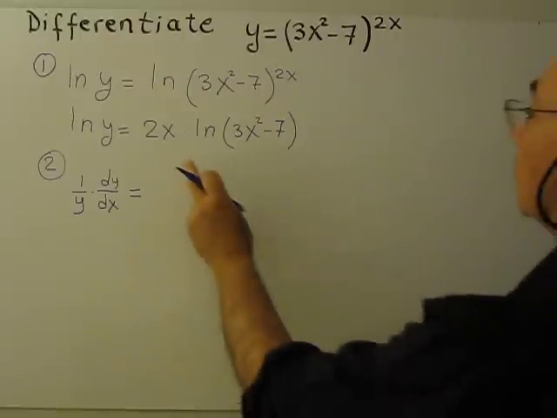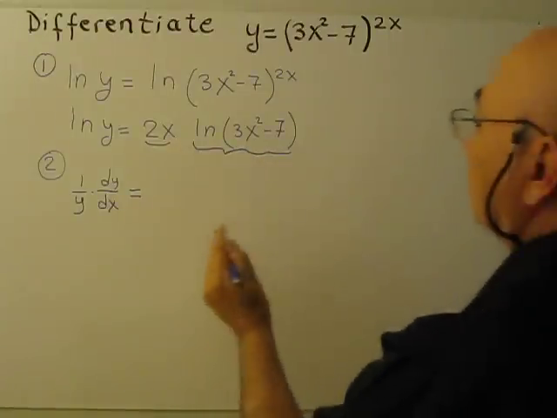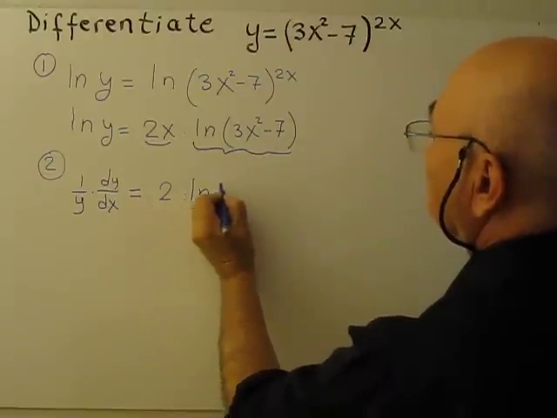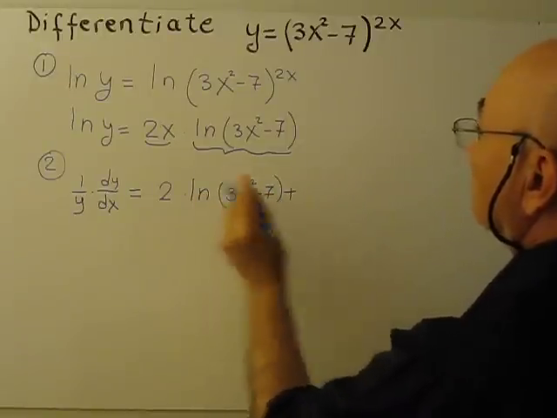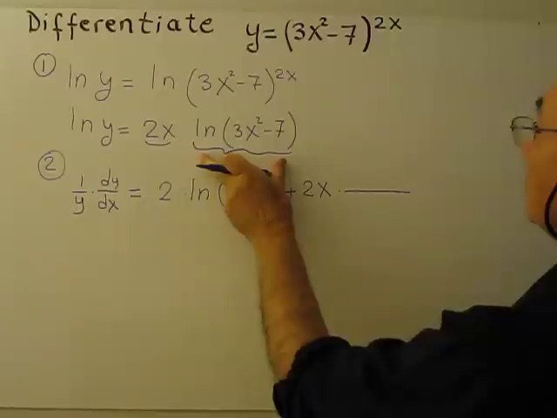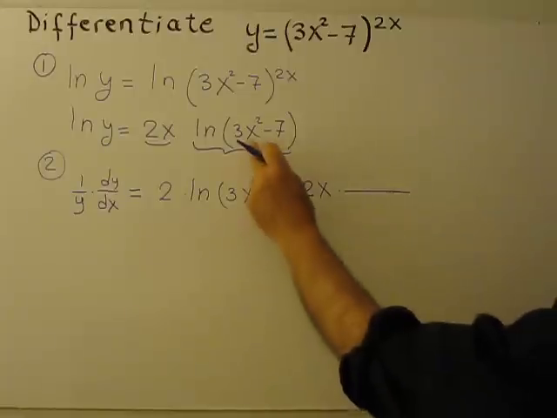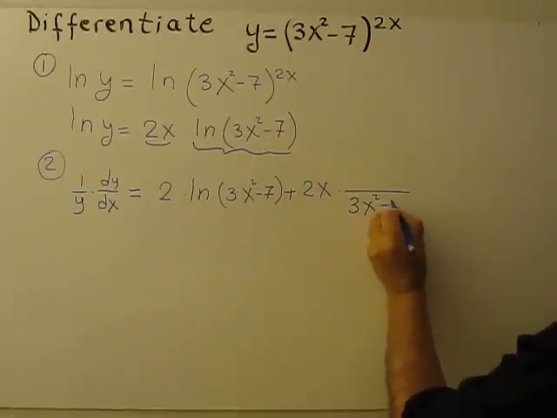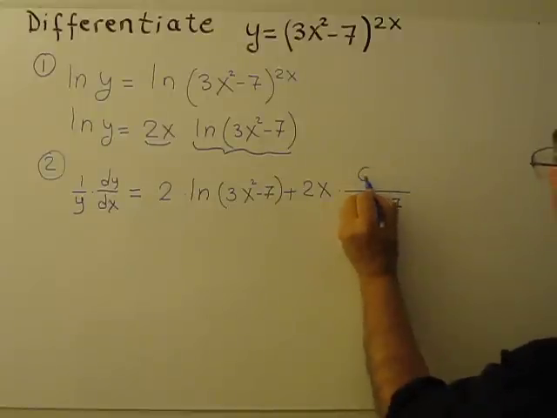I have to use the product rule. So this is the first one, this is the second one. Derivative of the first one is 2 times ln of 3x squared minus 7, plus the first one times the derivative of the second one. As you know, when we take the derivative of a logarithm, we write the same thing in the denominator, 3x squared minus 7. The derivative of the inside goes to the numerator, so 6x.